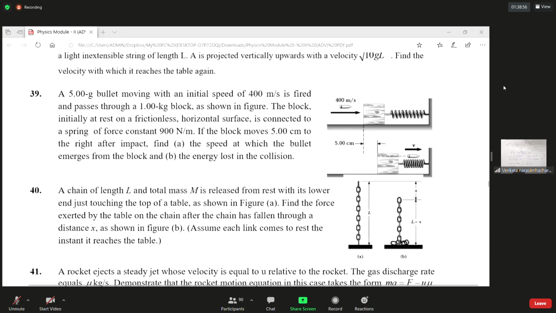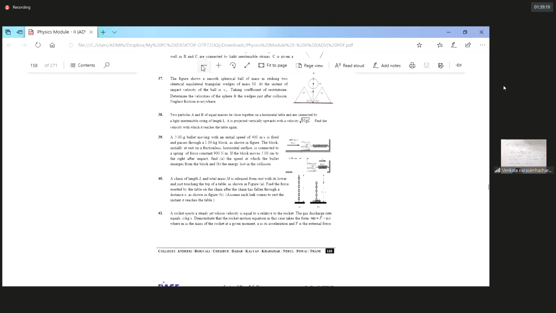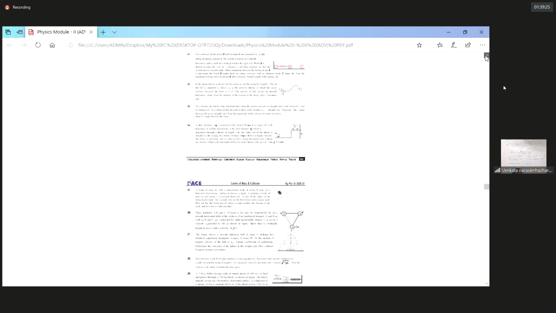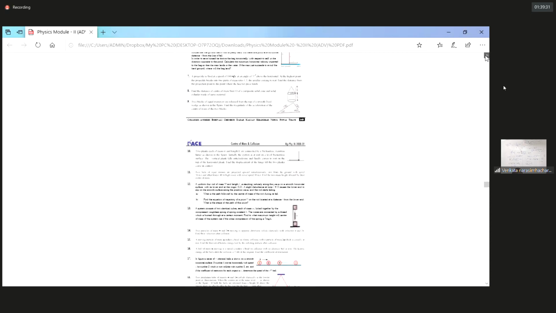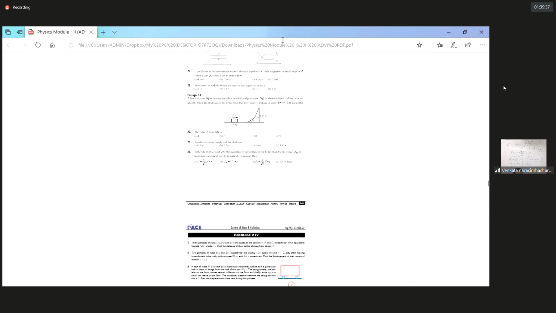Sir, after that, from the 40th question, it's variable mass, which I'll be covering in tomorrow's class. In the 40th question, the chain falling is a variable mass problem. Right? So up to the 39th question of exercise 4. Can everyone hear me? Yes, sir. Up to the 39th question of exercise 4, all problems of exercise 4 you will be able to solve. Right? Yes.